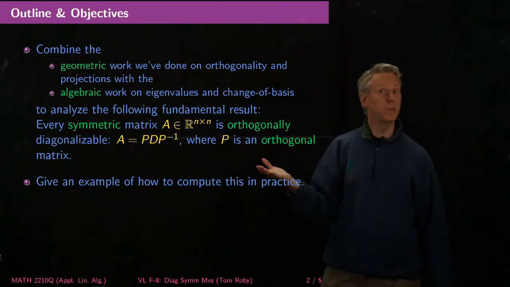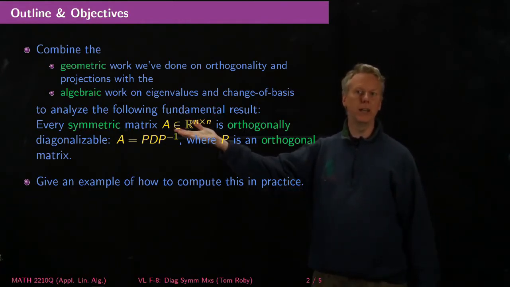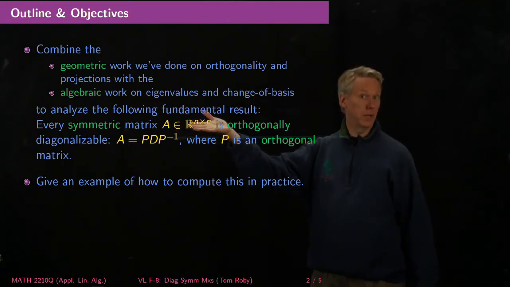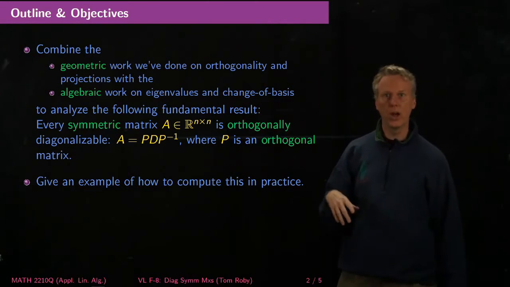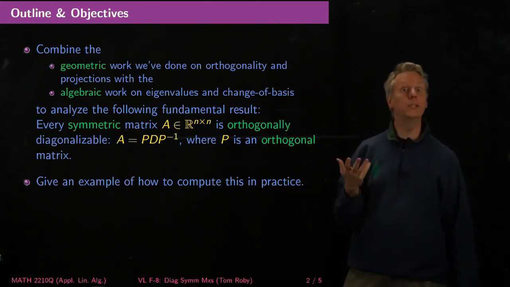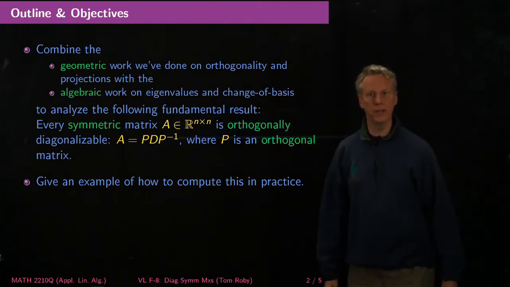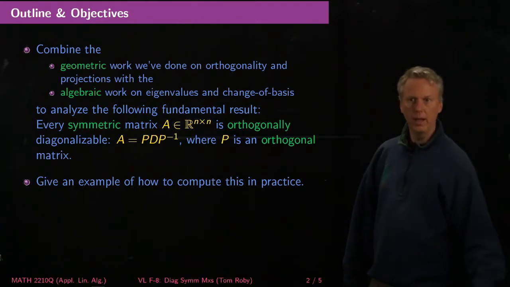Now this is pretty exciting because we know that generically, if you just take any n by n matrix in R, it may not even be diagonalizable, much less orthogonally diagonalizable. So to have a situation where we know that we always get diagonalizability is really quite nice. And finally, I'll give an example of how to compute this in practice.